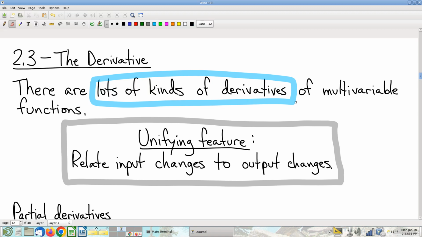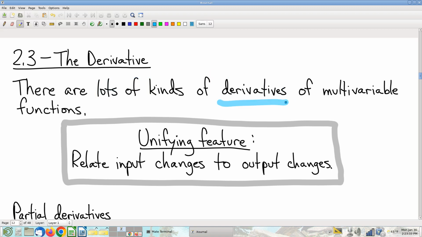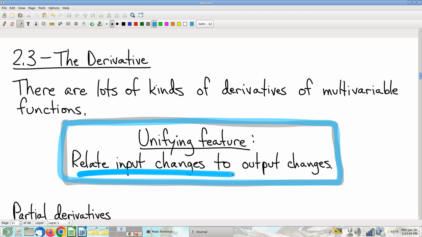How we use the word derivative to apply to all of them, even though they're different, is the fact that they have this one thing in common. This is just the way I like to say it, but derivatives all relate input changes to output changes. Now, there's a bunch of different kinds of derivatives that we're going to talk about. They will all, in their different ways, relate input changes to output changes. All right.